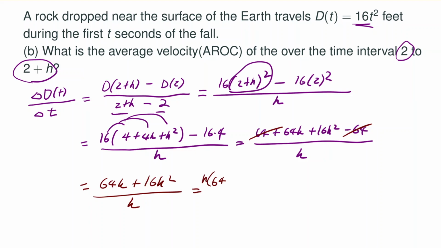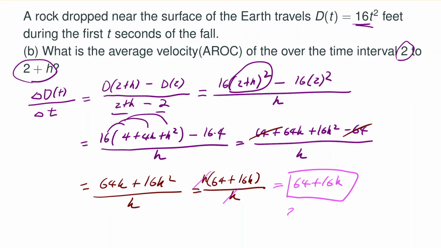Okay, there are a few ways to do it. We can factor h out like this. And now we can cancel this h out from the numerator and denominator, because now h is multiplied to this entire parenthesis right here. So then we have 64 plus 16h. So this represents the average rate of change between 2 and 2 plus h seconds, whatever the h is.